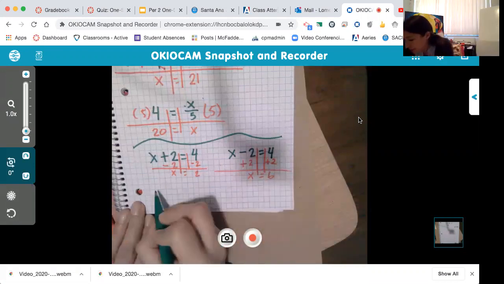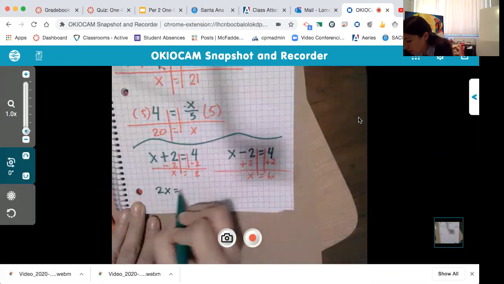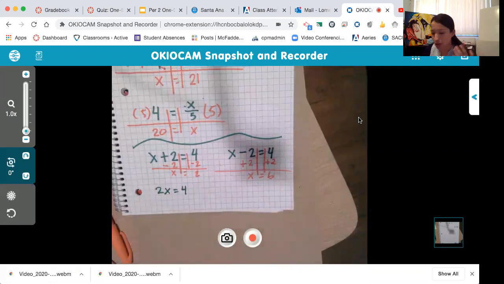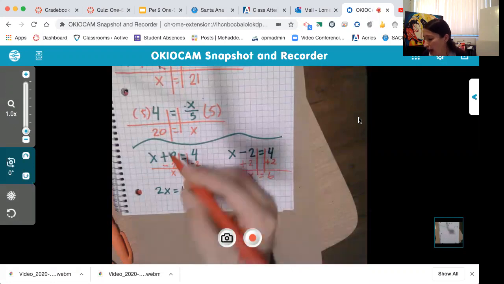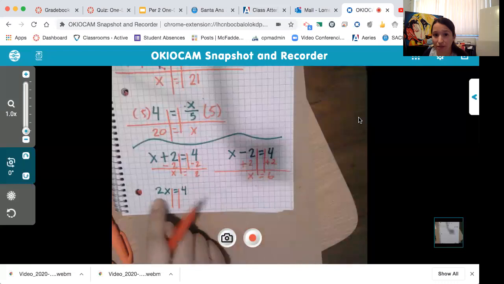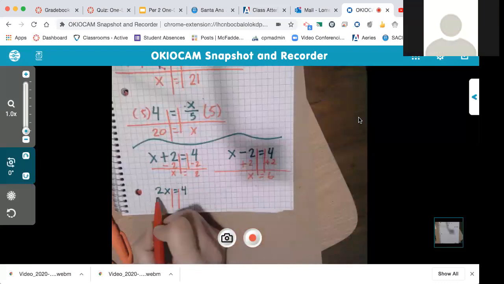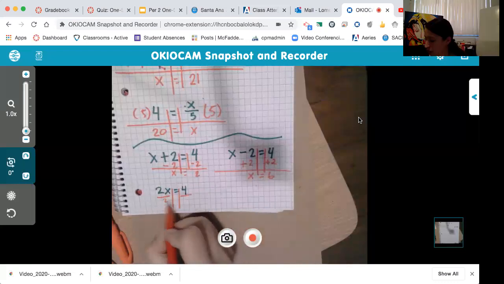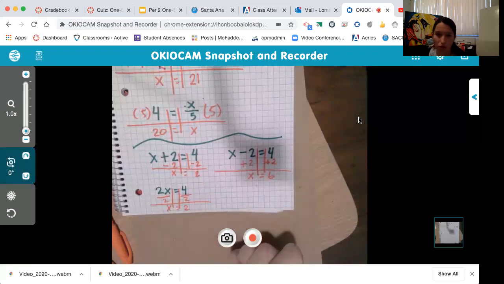Now, 2 more problems. What if it's 2x equals 4? How do I show work for 2x equals 4? How do I get x by itself? This is what we learned at the beginning of the period. So if 2x equals 4, divide by 2, divide by 2, we're left with x equals 2.